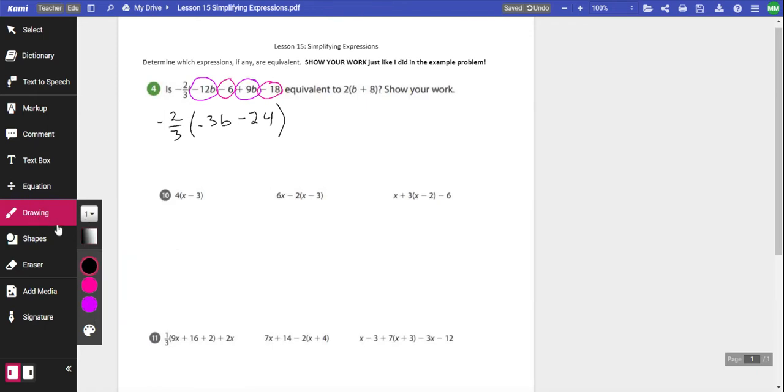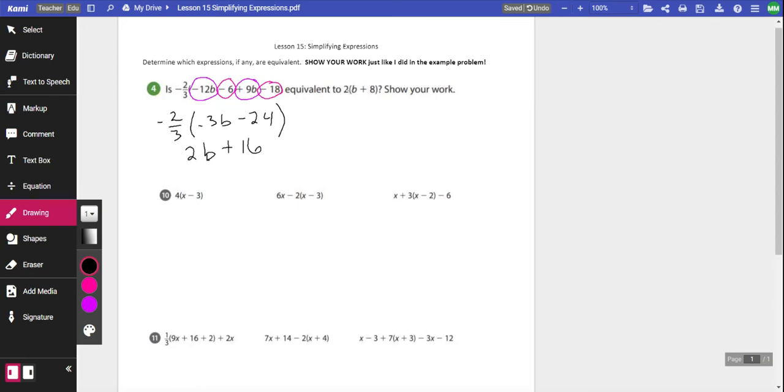So then I'm going to do distributive property. So negative 2/3 times negative 3 gives me a positive 2b. And then negative 2/3 times negative 24 gives me a positive 16. And that's as far as I can go, because b's and 16 can't go together. They're not like terms. I don't know what b is, so I'm good.